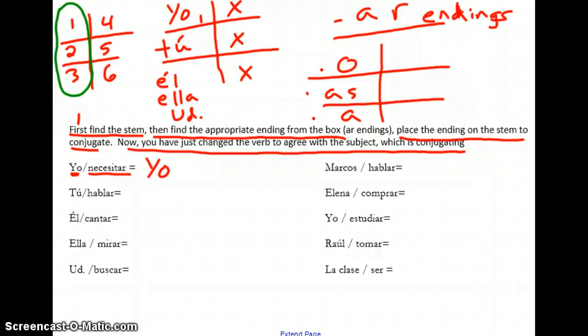The AR ending in box 1 is o. So let's find our stem. You can cut the AR off just like that. And you write yo necesito. So again, we took off the AR and we added the o. And if you have a different color, you could write it with a different color.